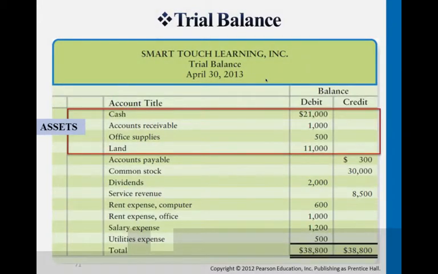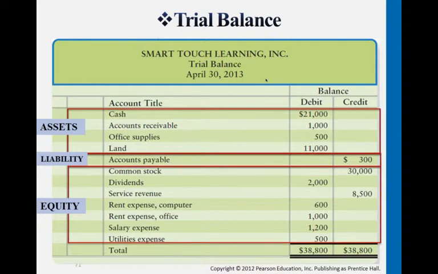Okay, let's take a look at a trial balance example. So here's a trial balance for April 30th. It pretty much summarizes all the transactions that happened in April, this entire month. We would start by listing all of the asset accounts. Okay, you see cash, accounts receivable, office supplies, land. And then you have the liability accounts, then the equity accounts.